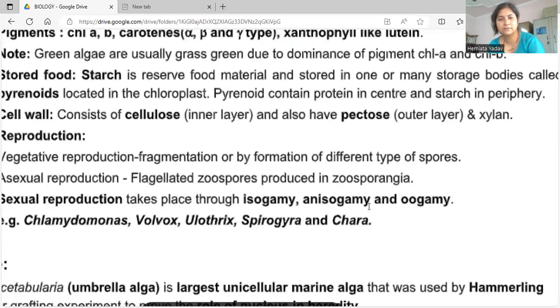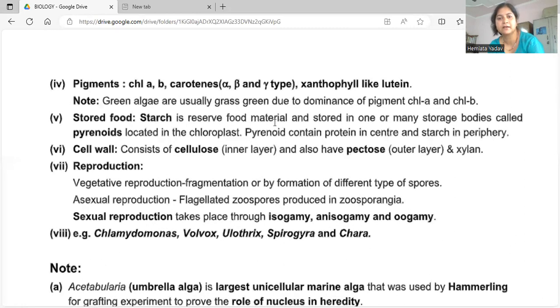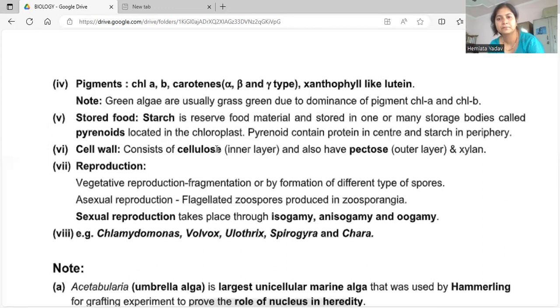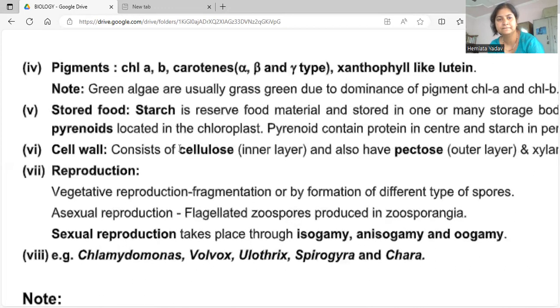Now, the pigments: chlorophyll A, B, carotene alpha, beta, and gamma types of pigments, xanthophyll like lutein, these are found. And non-note green algae, usually grass green due to dominance of the pigment chlorophyll B.